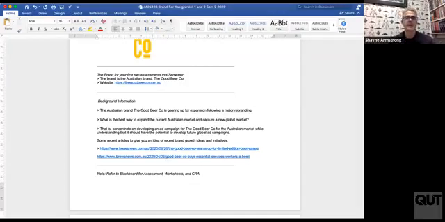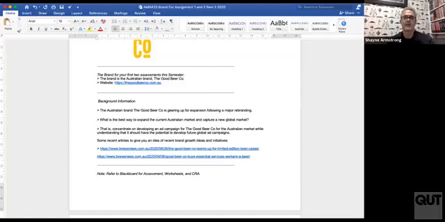So the question you've got to answer over the next couple of assessments is this: what's the best way to expand the current Australian market and capture a new global market? So concentrate on developing an ad campaign in small steps. First step is just using research to find an insight. Next step in assessment 2 is to articulate a strategy and come up with a big idea.